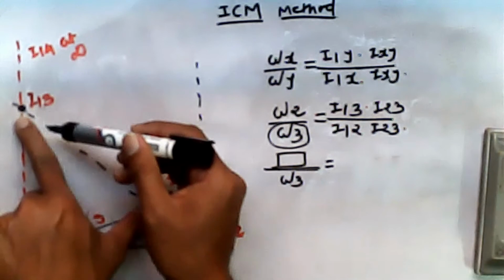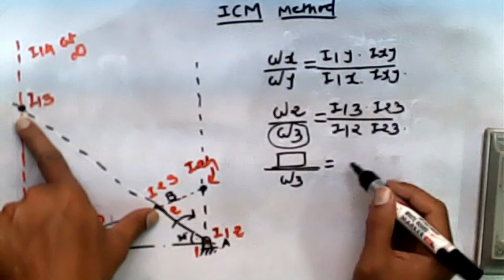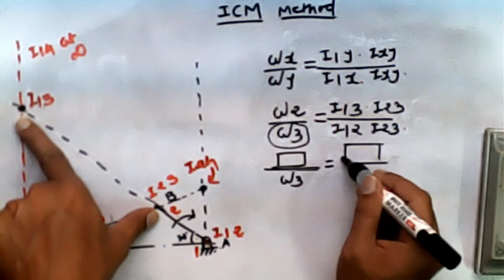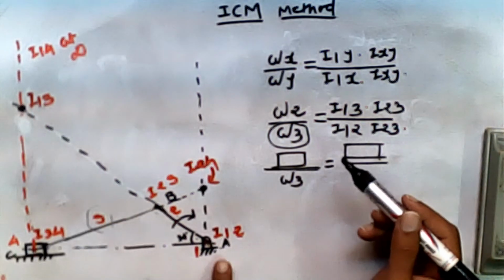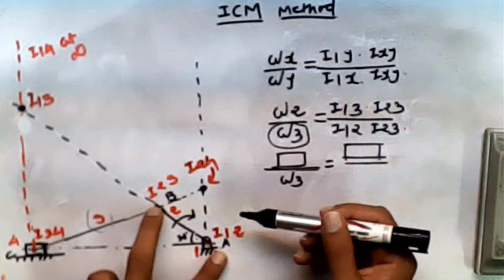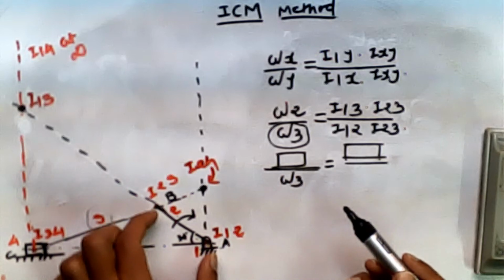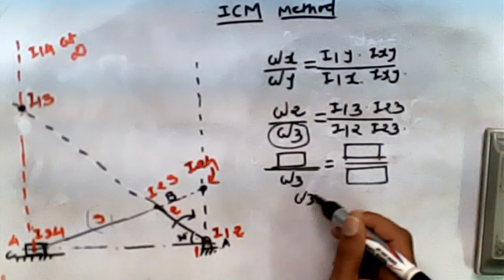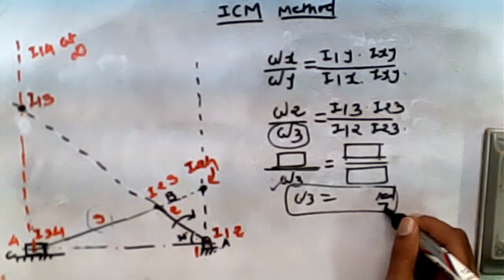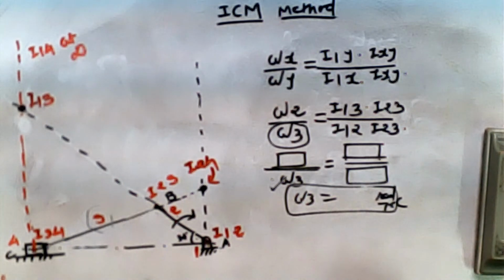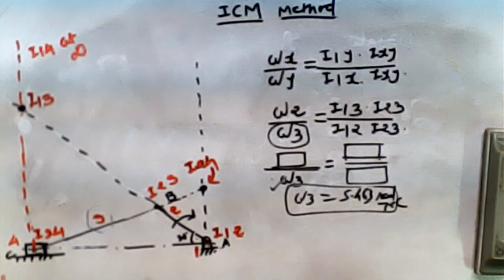With the help of scale, measure this particular value in millimeter. Keep the same unit. You can write it down here, divided by I12, I23. Where is I12? I12 is here. I23. Where is I23? I23 is here. Correct. So you can directly put that value. Thereby, you will easily get the angular velocity of link number 3 in radian per second. If you solve it, you will get around 5.463 radian per second.